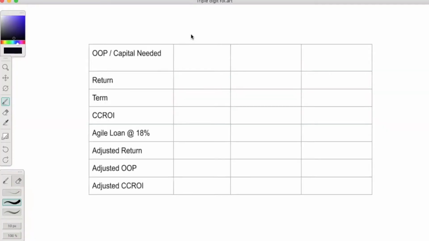Okay, let's suppose that you have a project that requires about $5,000 out of your pocket. Okay, so that's OOP, that's out of pocket, and/or your capital needed. Now, let's say on that $5,000 investment, you're able to generate a $20,000 return. Now, I'm using $5,000 as an example here of capital needed out of your pocket.